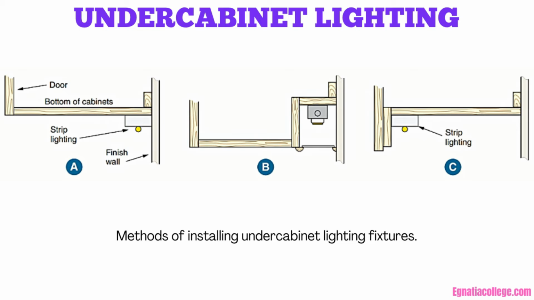They can be fastened to the wall just under the upper cabinets, Part A in Figure 14-3. Installed in a recess that is part of the upper cabinets so that the lights are hidden from view, Part B in Figure 14-3. Or fastened under and to the front of the upper cabinets.